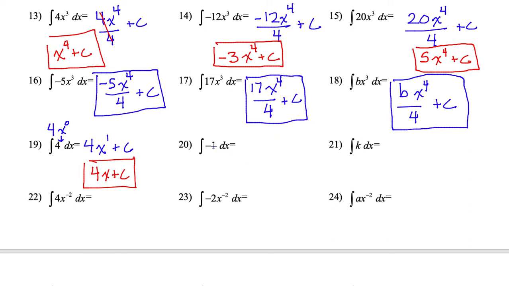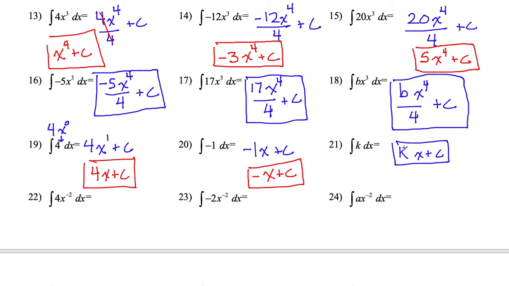Number 20, again, you're really just adding on an x. That's the shortcut. So this one is going to be negative 1x plus c, or I can rewrite that a little bit simpler as negative x plus c. And for this last one, it's just going to be kx plus c. Whenever I have some constant, all I have to do is add on an x. Don't forget my c, and I've got the answer.